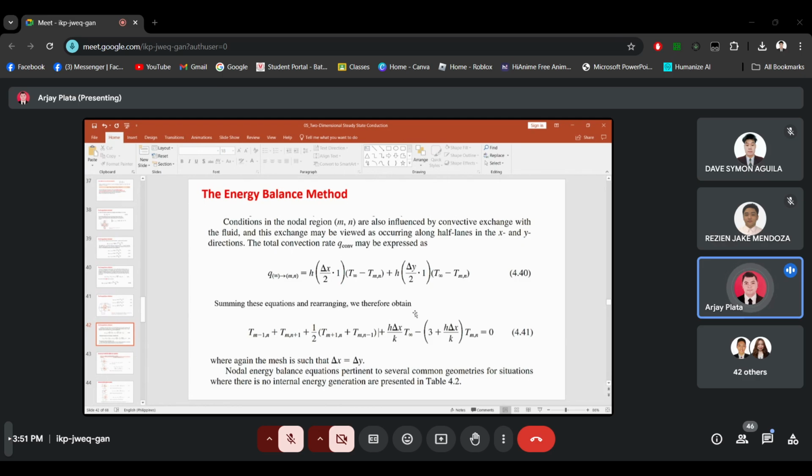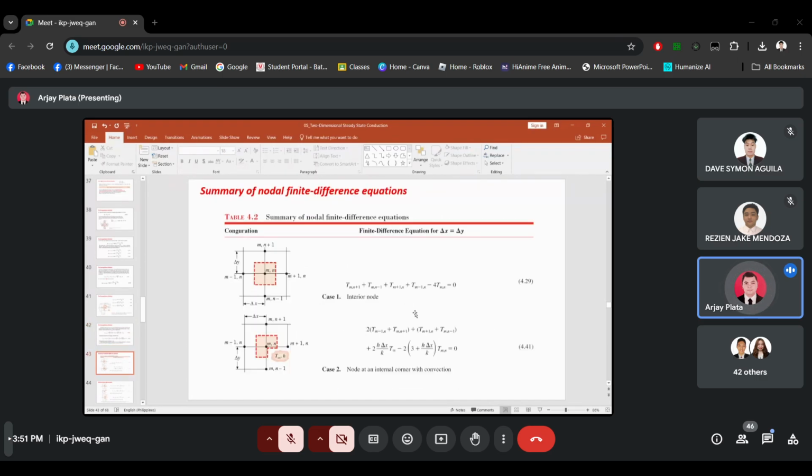The nodal energy balance equations pertinent to several common geometries for situations where there is no internal generation are presented in this table. So I have good news for you. Since you have the table, the green table, you don't have to memorize or derive the equations. Equation 4.29 is for the interior node. As you can see, there's no convection here. Equation 4.41 is for case 2, where there is an internal corner with convection.